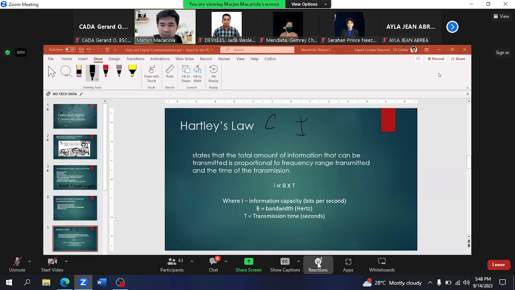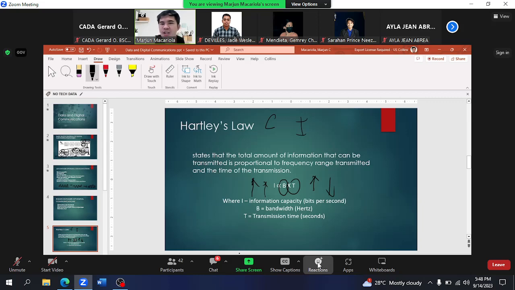So Hartley's law just states that information capacity is directly proportional to its bandwidth and transmission time. Okay, so when the bandwidth and the transmission time increase, the information capacity also increases. When the bandwidth and the transmission time decrease, the information capacity also decreases. Okay, so we have information capacity, bandwidth, and transmission time. Information capacity, ang unit po niya ay bits per second. Ang unit po ng bandwidth, okay, that is hertz, and the unit of transmission time is seconds.